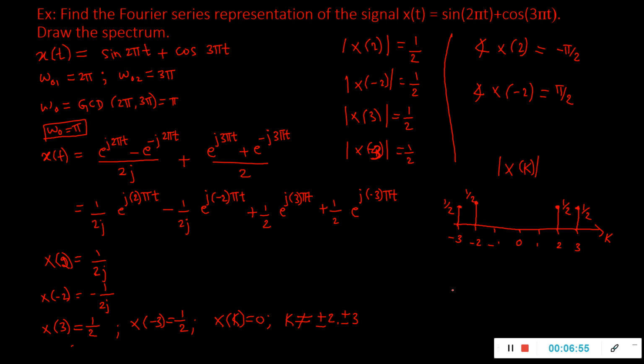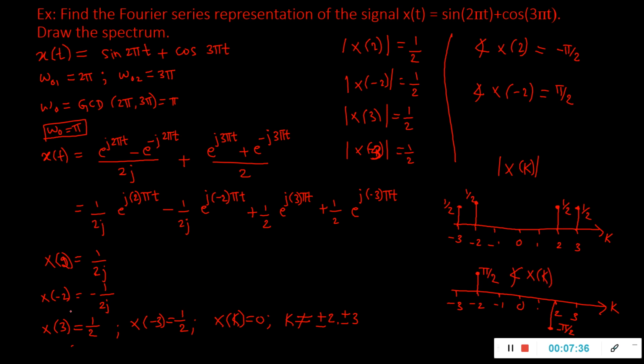Now, if I come to the phase spectrum, I think it's very simple and straightforward. This is the k-axis. We have the origin here, and then the value of k ranges from 1, 2, 3, and so on. And in the negative direction also we have these values. We have calculated the angle of x of 2 as minus pi by 2, so I'm going to draw one vertical line downwards, whose magnitude is minus pi by 2, and x of minus 2 is pi by 2, so I'm going to draw one more line here with the positive magnitude of pi by 2. So this is the plot of the angle of x of k.